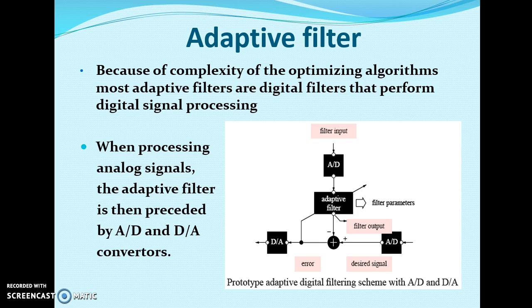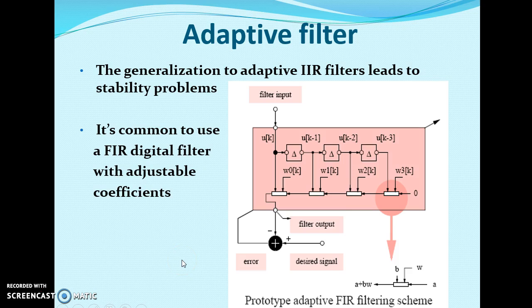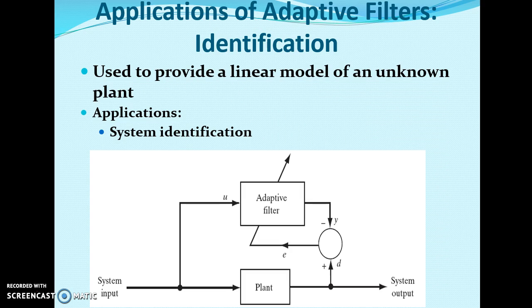Because of the complexity of the optimizing algorithms, most adaptive filters are digital filters that perform digital signal processing. When processing analog signals, the adaptive filter is preceded by an analog to digital converter and followed by a digital to analog converter. The generalization to an adaptive IIR filter leads to stability problems, so it is common to use an FIR digital filter with adjustable coefficients. Next are some applications of adaptive filters.